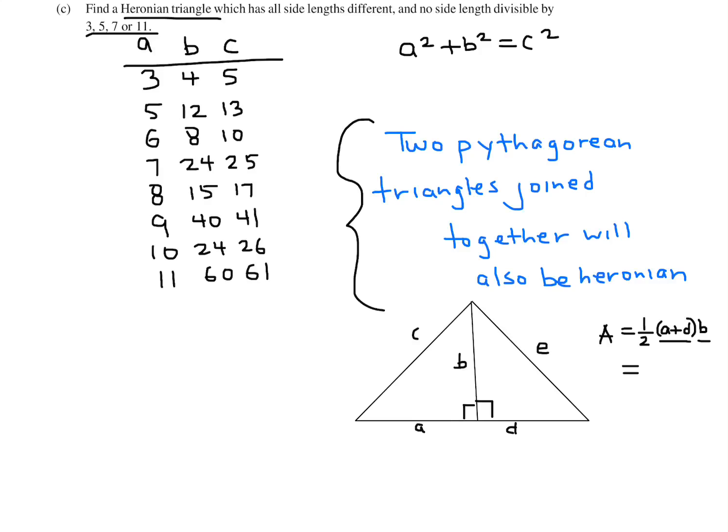So here we go. Now let's go through what we have and try this one at a time. Can we choose 3? Well, no, because side lengths can't be divisible by 3, 5, 7, or 11. So 3 is gone. Can't use that. Similarly, we can't use this because it's divisible by 5. Can't use this because 6 is divisible by 3. 7 is divisible by 7. How about 8? 8 is not divisible by any of these. So I'm going to first try this triple, and let's see what we get.